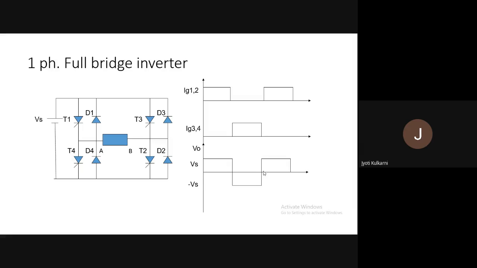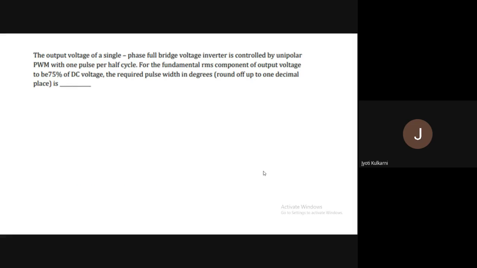So pulse width is denoted by 2 into small d. That small d we are supposed to calculate. Now, what is the fundamental RMS component of output voltage? What is the formula? See, the fundamental RMS component of the single phase full bridge inverter, again the formula is 2 into under root 2 VDC by pi into sine of D.